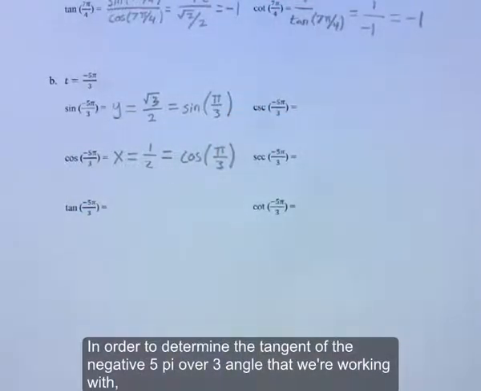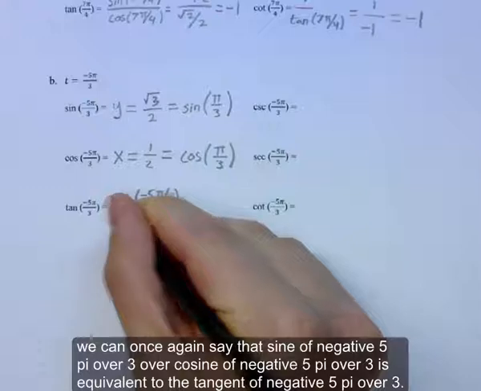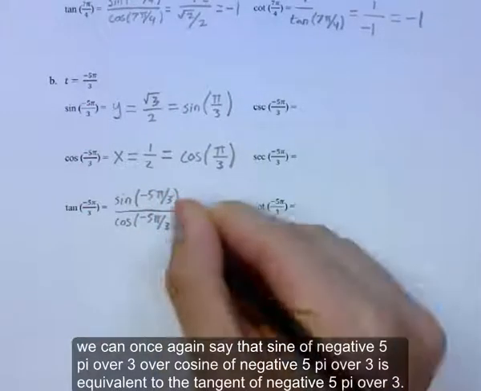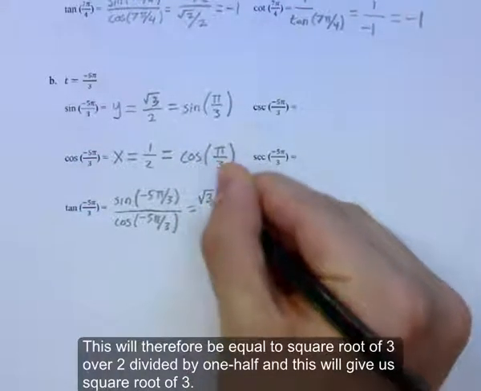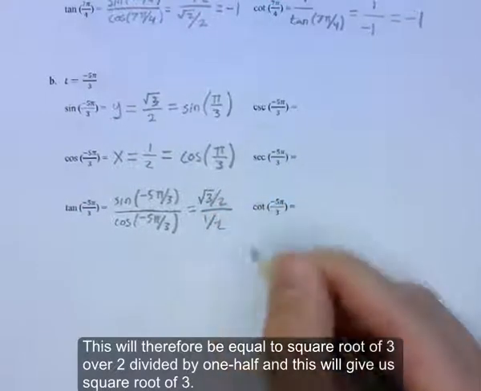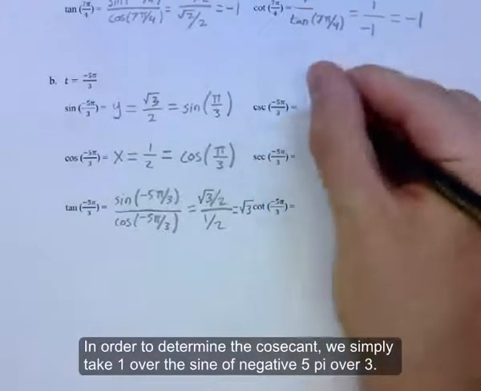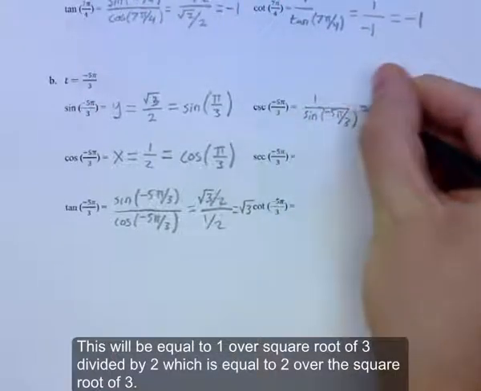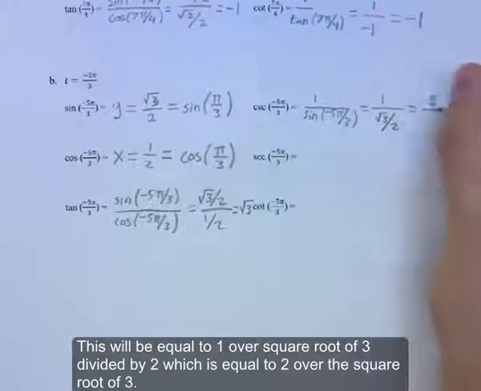In order to determine the tangent of the negative 5 pi over 3 angle that we are working with, we can once again say that sine of negative 5 pi over 3 over cosine of negative 5 pi over 3 is equivalent to the tangent of negative 5 pi over 3. This will therefore be equal to square root of 3 over 2 divided by 1/2, and this will give us square root of 3. In order to determine the cosecant, we simply take 1 over the sine of negative 5 pi over 3. This will be equal to 1 over square root of 3 divided by 2, which is equal to 2 over the square root of 3.